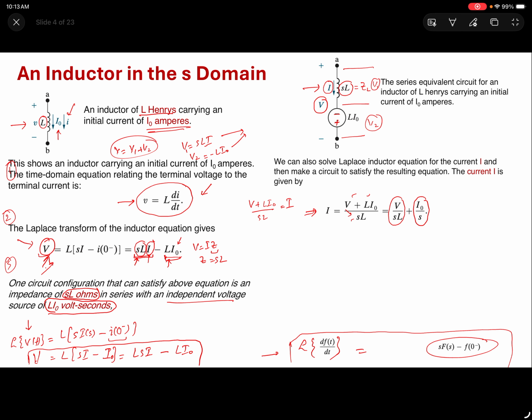Now, if you look at this equation, it is also an interesting equation. I can potentially model it as another interesting circuit, where I have two parallel branches. This is the total current, and these two terms also represent currents in two different branches.